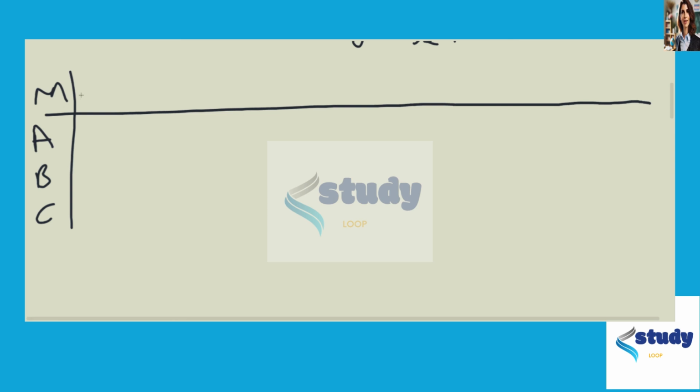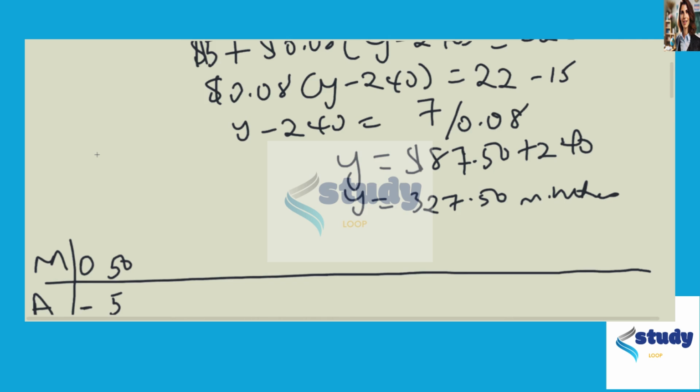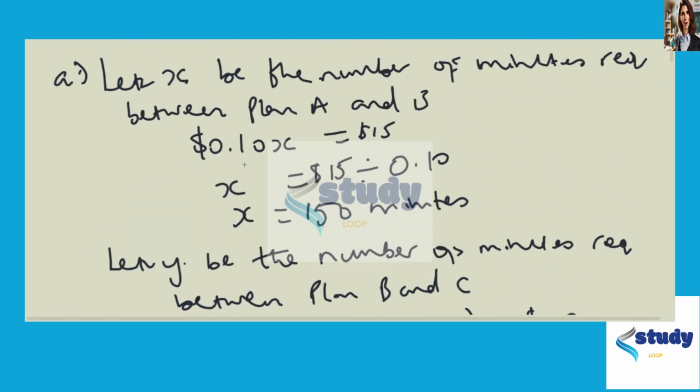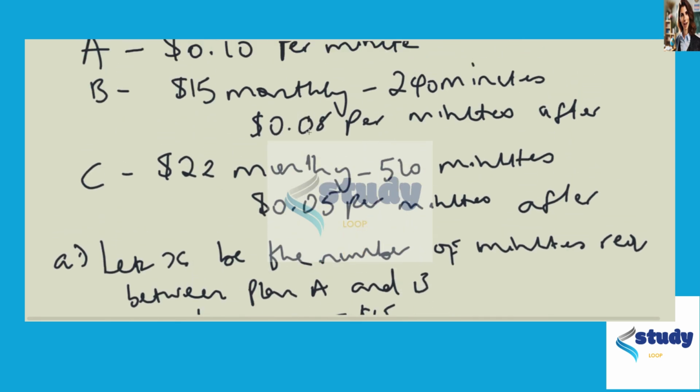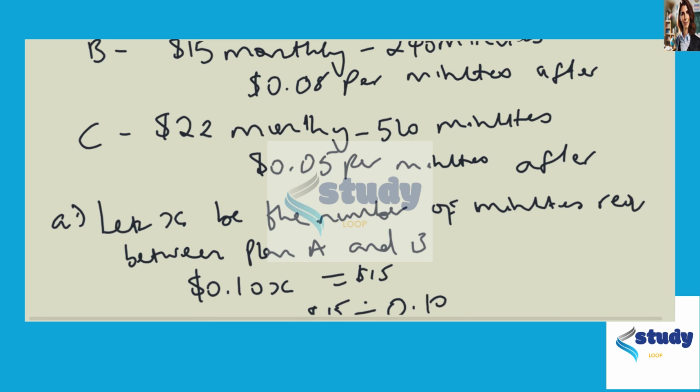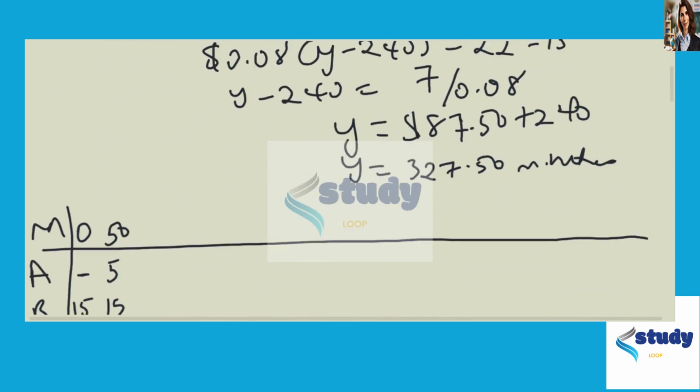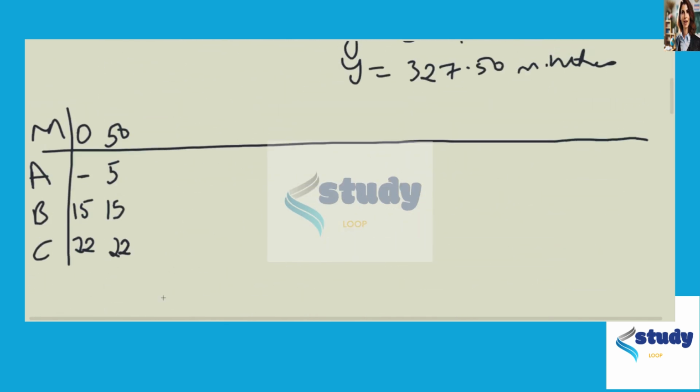So for 0 minutes, for A we're going to have a dash, for B it's going to be $15, and for C it's $22. For 50 minutes, we'll have $5, then $15, then $22. Because remember what the requirement said, that we can make calls for up to 240 minutes monthly for $15 for B, and for C up to 510 minutes for $22 monthly. So that's how we're getting that. And A, B, and C is in dollars.